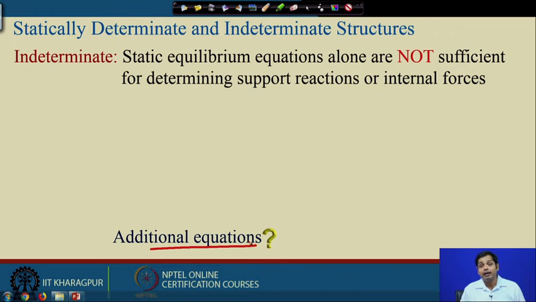And if you remember, when you solve indeterminate structures, you studied the compatibility equation. Going back to the first class, we wrote equilibrium equations, compatibility equations, and boundary conditions. Equilibrium equations alone are enough for determinate structures. For indeterminate structures we need equilibrium equations plus compatibility equations or some other equations, which we will see, along with the boundary conditions.